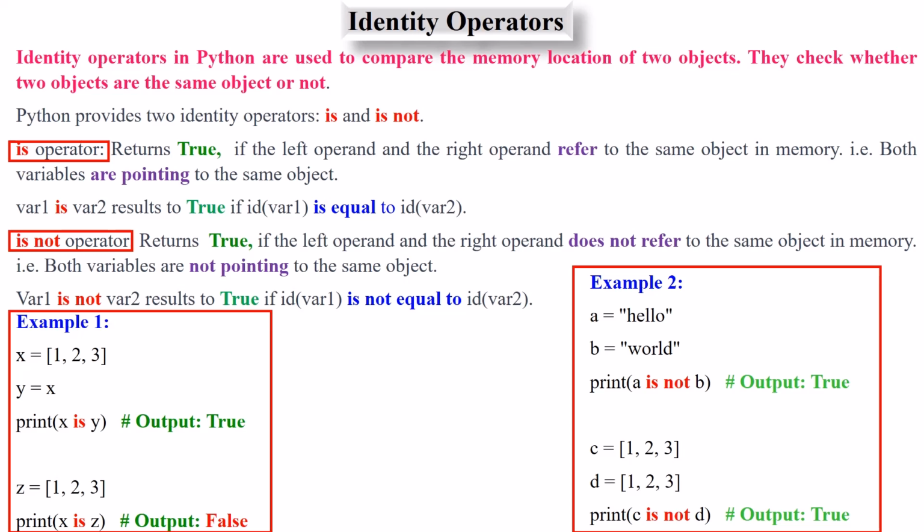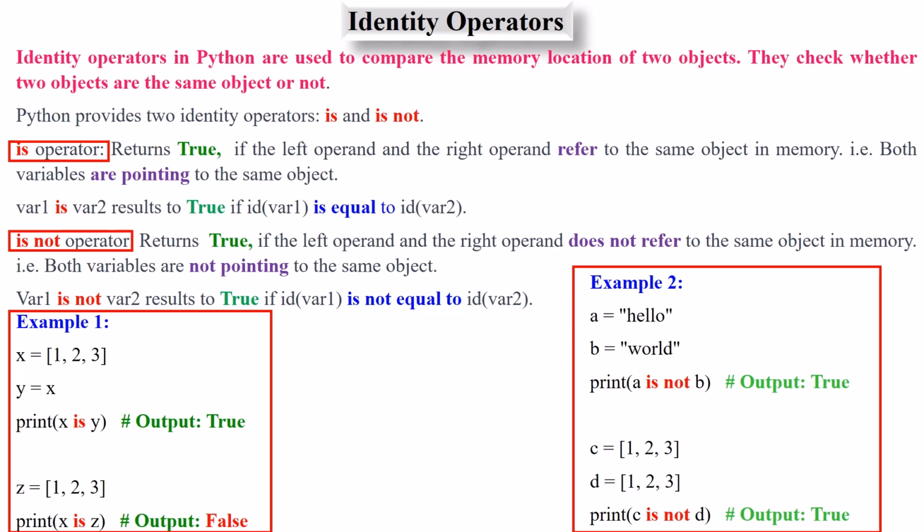The first one, the is operator, returns true if the left operand and the right operand refer to the same object in memory. That is, both variables are pointing to the same object. var1 is var2 results in true if id of var1 is equal to id of var2.